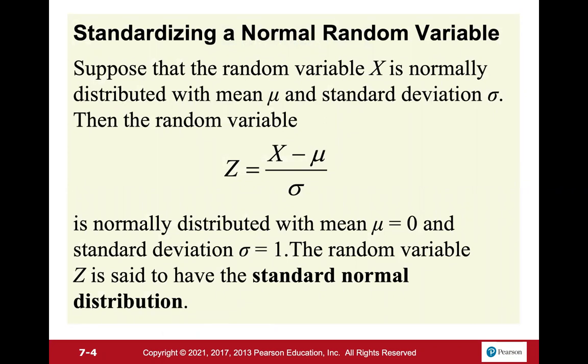Suppose that a random variable x is normally distributed with the mean mu and standard deviation sigma. Then the random variable z, the z-score, is going to be that value of x minus the mean, divided by the standard deviation. And that is normally distributed with a mean of 0 and a standard deviation of 1. So this would be the standard normal distribution, which will always have those two characteristics: mean equal to 0 and standard deviation equal to 1.